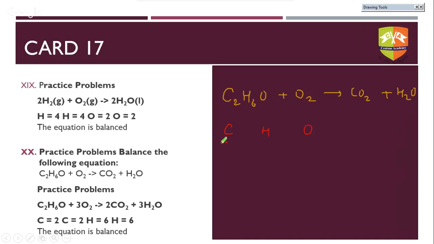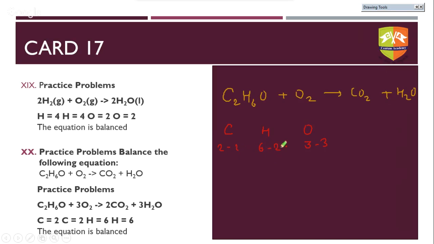So carbon, I know that there are two on the reactant side, whereas there is only one on the product side. For hydrogens, there are six on the reactant side, but there are only two on the product side. For oxygen, you will see that there are three on the reactant side and there are three on the product side. So it seems that the oxygen is balanced, but there is a huge gap between carbon and the hydrogens. So let's look at first the hydrogen, because this gap seems to be pretty large.